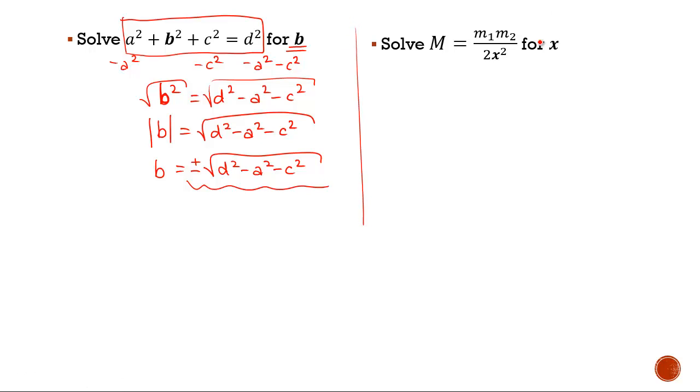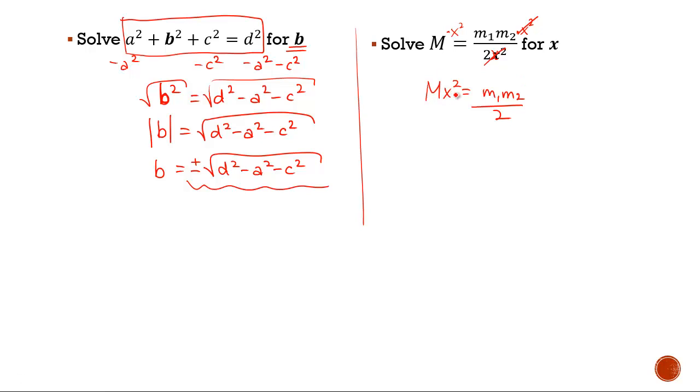Here's another example. Solve this one for x. X is in the denominator. It's stuck down there. So x is stuck in the bottom, so let's multiply both sides by x squared so that it can be removed from the bottom. So now we have m x squared equals m1 m2 over 2.